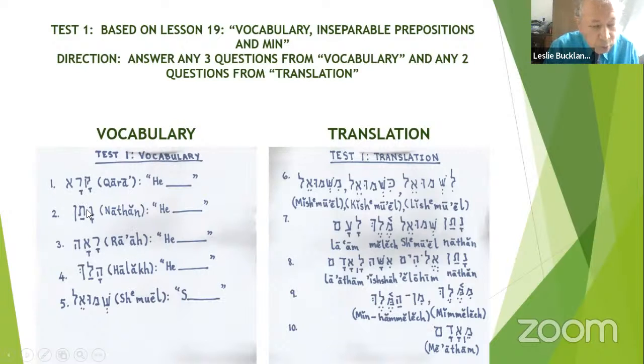Now, number 2 was translated by Brother Roy to be he came. But there is another word that is he came, and that is the word ba. Bet, kamets, A, and Aleph. Ba means he came. I will soon get back to that vocabulary. Shemuel in number 5 is also correct. But let me go back now to the test paper.